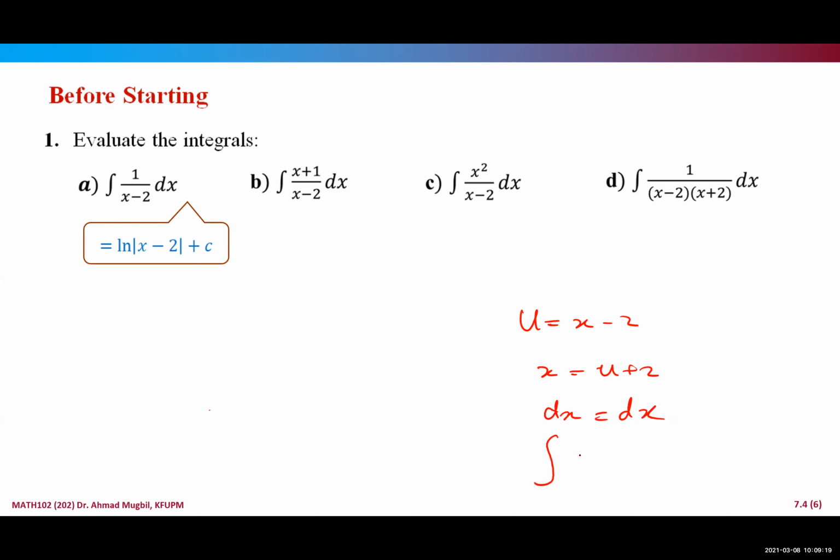It will be u plus 3 over u du. This is plus 1, so this will be u plus 2 plus 1. It will be u plus 3 over u du. And you can distribute. You can continue. Yeah. Good. But there is a better idea, ya Nawaf.